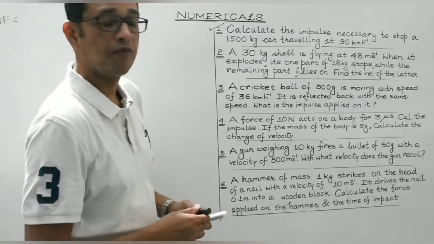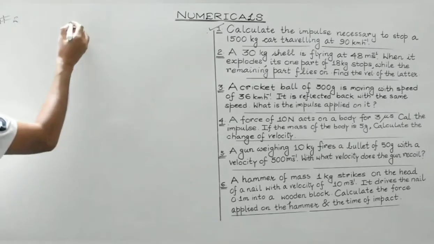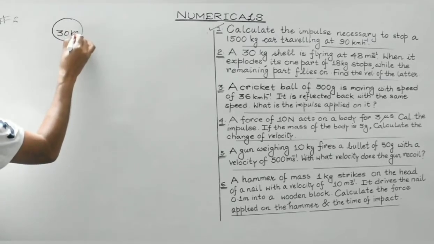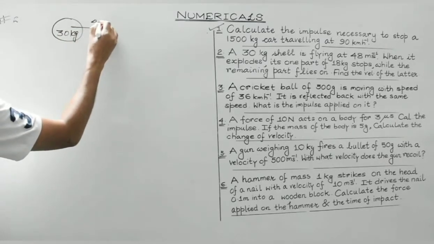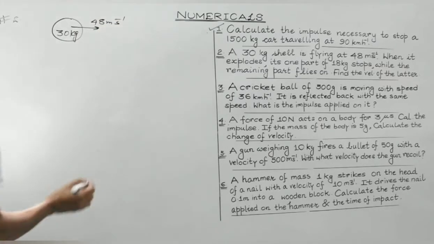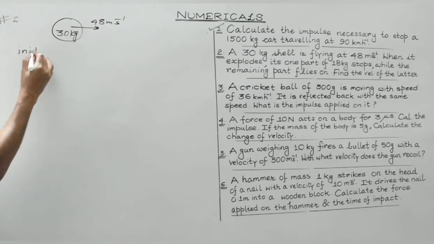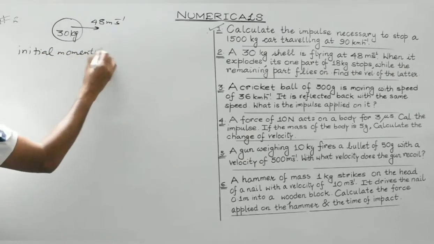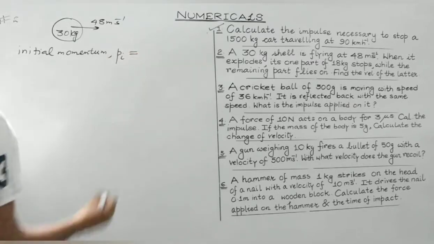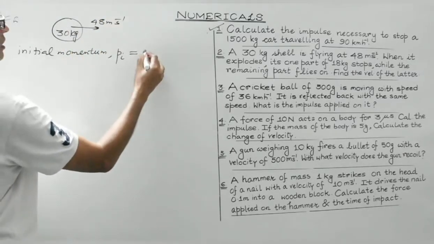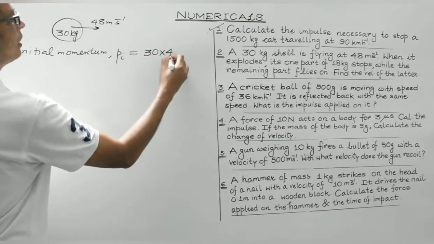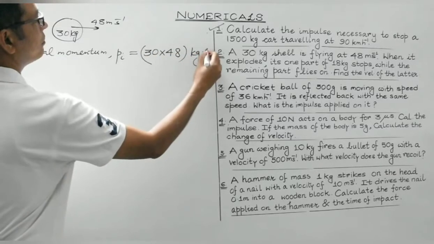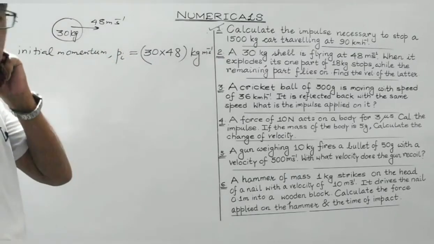The shell is of mass 30 kg. Remember, this is a shell of mass 30 kg, and it is initially moving with a velocity of 48 meters per second. So what is the initial momentum then? Initial momentum of this system, that is Pi, is equal to mass into velocity, that is 30 multiplied by 48. It will be in kg meter per second. This is the initial momentum, right students?